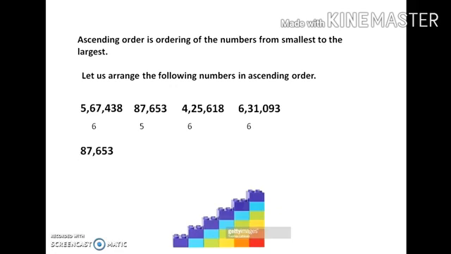Now let us compare the numbers with 6 digits. When we compare numbers with 6 digits, we compare the digits in the lakhs place and we can see that the digit 4 is the smallest among them. So, the next number is 4,25,680. Now, the next number is 5,67,438 and the next number is 6,31,093. This is how we arrange the numbers in ascending order.